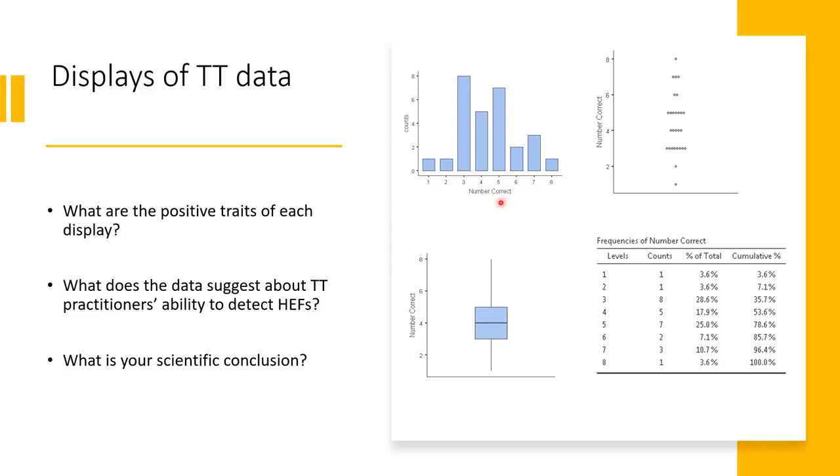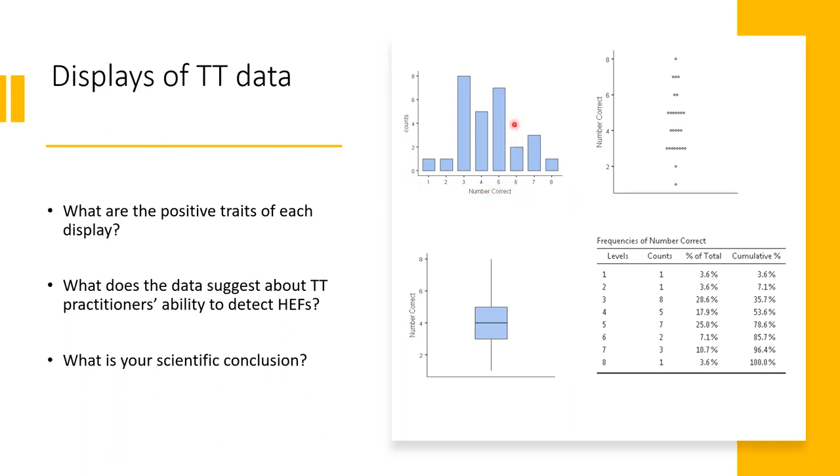This frequency bar graph shows you the general shape. It looks not normal, but you can tell it's centered around the middle of the scale. You'll notice that the number correct goes from 1 to 8 because no one got 9 or 10 correct. No one got 0 correct. So those options are displayed.